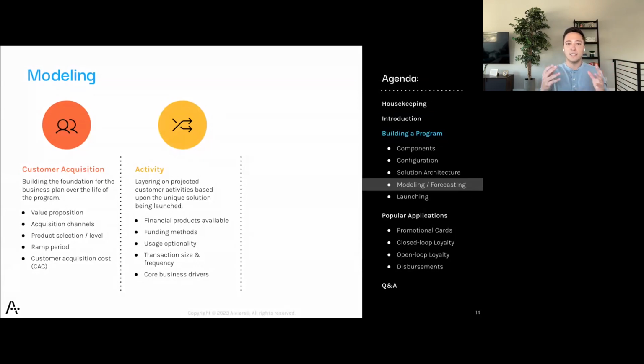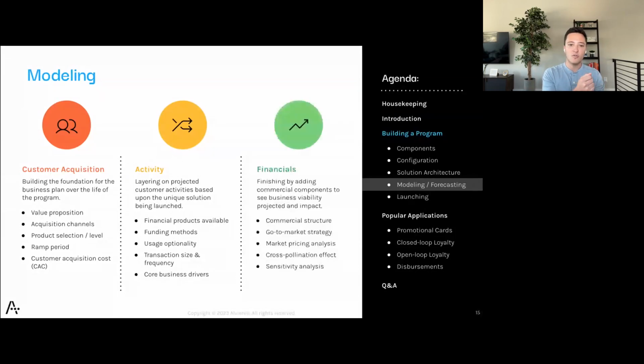What will the transaction size be? And then really importantly, how will those things drive certain activities or initiatives that are core to your business and what you're trying to accomplish? And so we have the customers. We now have an understanding of what they'll do based upon all of the product configurations and components that we kind of built together. Lastly, we finish by adding on the final layer of commercials.